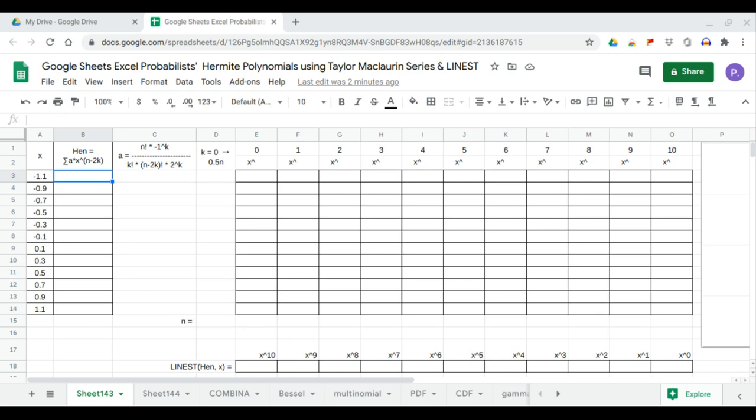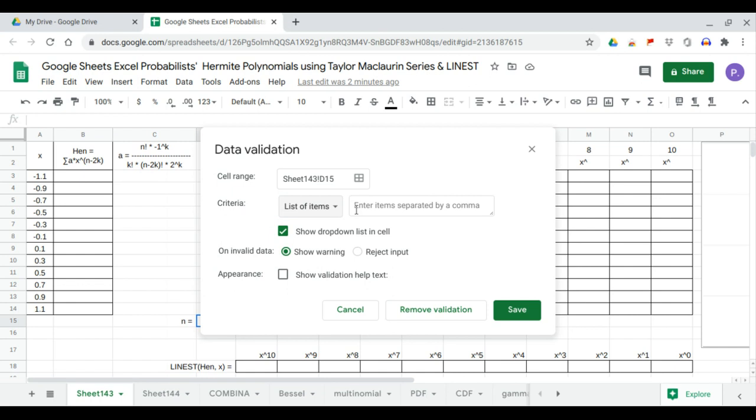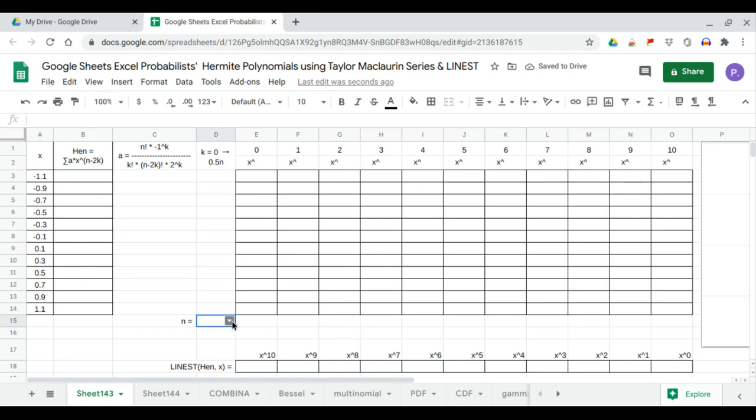In this video, we'll generate the trend line and the trend line equation of the probabilist Hermite polynomial from 0 to n. So our values of n are from 0 to 10. We'll generate the polynomials from degree 0 up to 10.